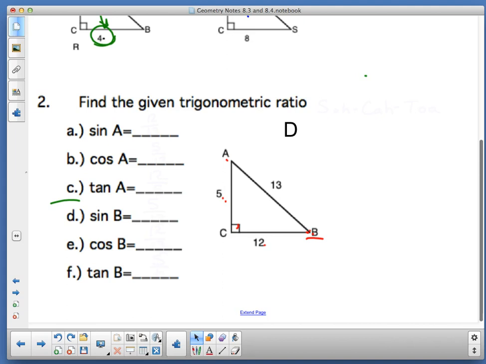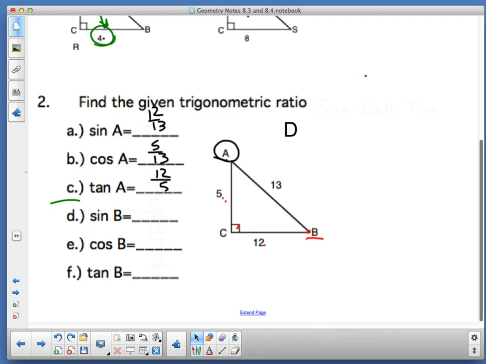Okay, so here's the deal. Sine of A. I'm standing at A. The sine is 12 over 13. The cosine is 5 over 13. The tangent, opposite over adjacent, 12 over 5. Okay? You doing all right with those?